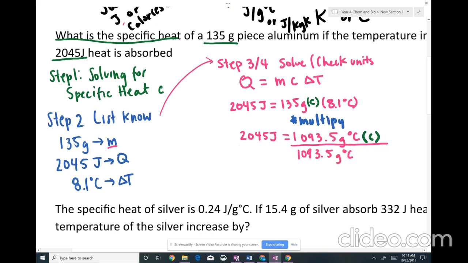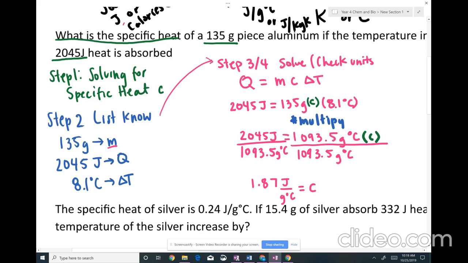So I'm going to divide by this on both sides, grams degrees C. So I go 2045 divided by 1093.5, and what I should get is 1.87 joules over grams degrees Celsius. And that is going to be equal to C.